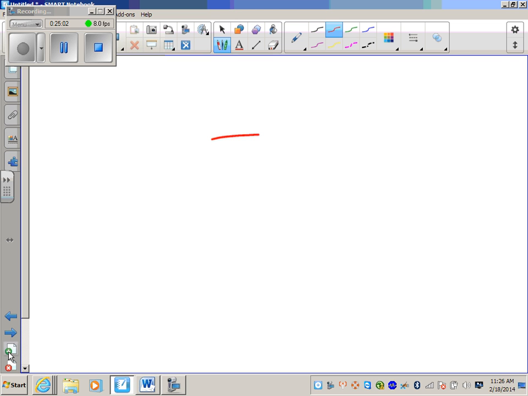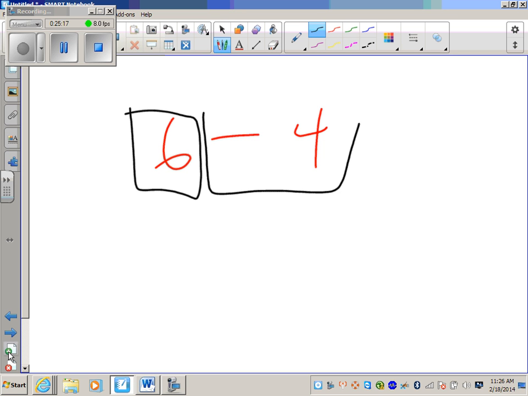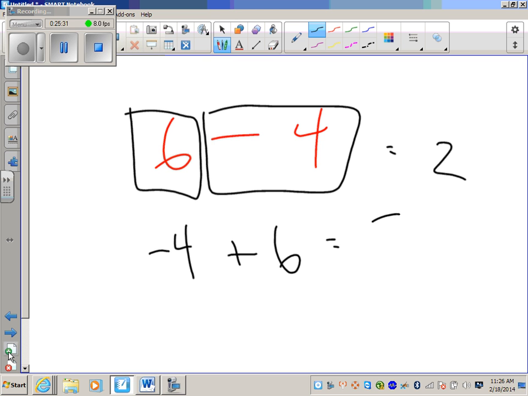Same thing here. Does that really mean 6 minus 4? What else could it mean? It could mean that I took this positive 6 and slammed it together with a negative 4, and the result was a positive 2. There was 2 left over. If I wanted to rewrite it, does it still give me 2? Okay, so it's just a matter of perspective.